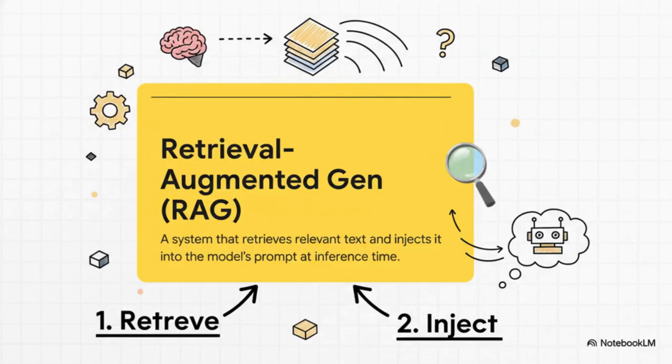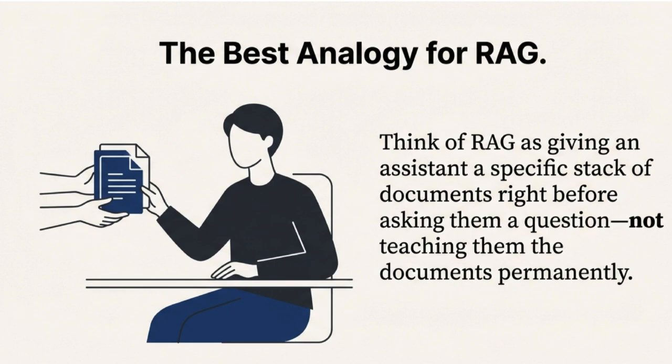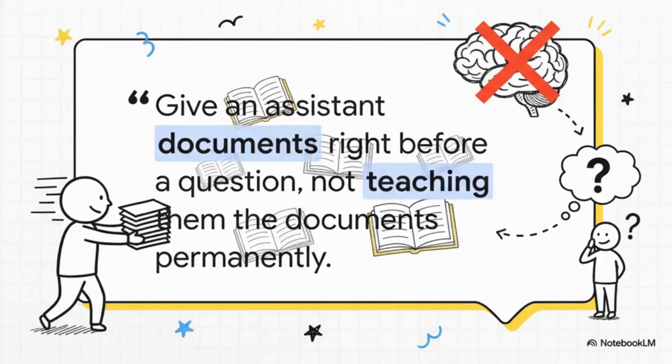Coming to the analogy, this analogy makes everything click. Imagine you have an assistant who can read incredibly fast but has zero long-term memory. You don't train this person for months. Instead, every time you ask a question, you run to a filing cabinet, grab the three most relevant pages, hand them over, and say, based on these pages, answer my question. That's RAG. So RAG has three core components.